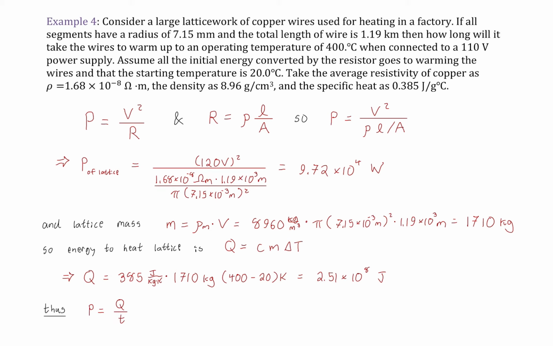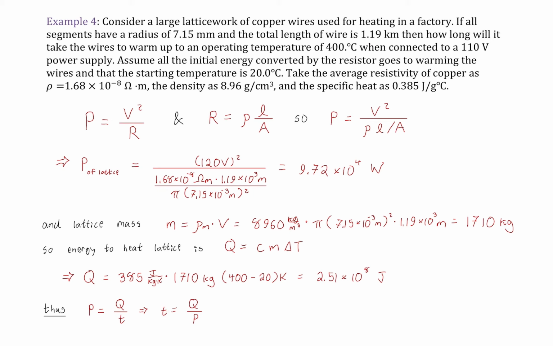Okay, so then going back to the relationship that power is heat over time, and here Q is being used for heat, but of course Q is an energy. I could write E, but it's standard to use Q to represent heat. So if I solve for T, because after all, this example was asking for how long it takes this lattice work to get up to operating temperature, then T is just Q over P.